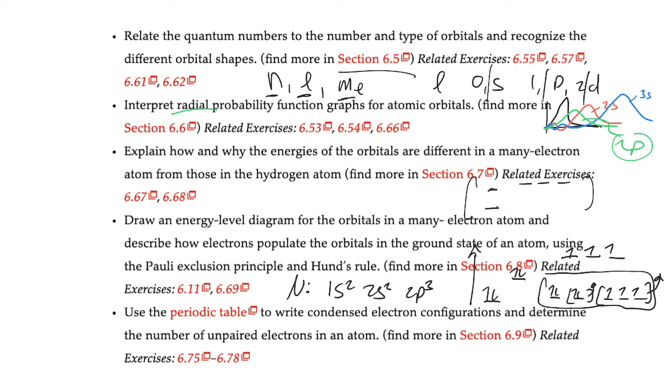So we're just making sure we follow the Pauli exclusion principle, not putting two electrons into the same space, and Hund's rule, maximizing the spin when possible within degenerate orbitals. Then use the periodic table to write condensed electron configurations and determine things like unpaired electrons. I also think valence electrons is an important concept in this chapter too. So we need to be able to determine the valence count for atoms, like nitrogen having 5 valence electrons but 3 unpaired electrons.